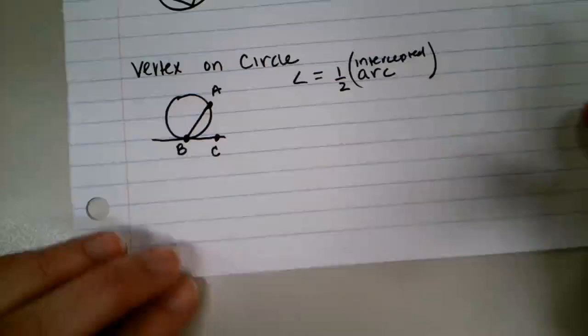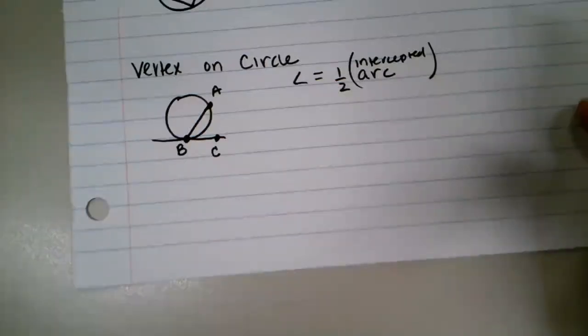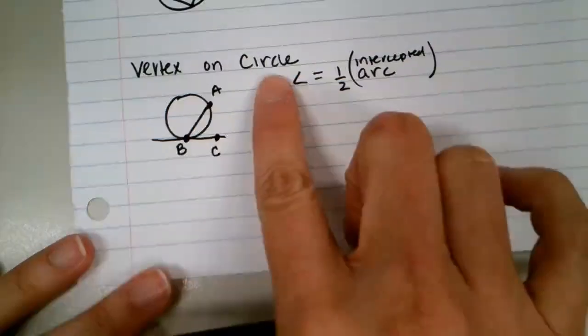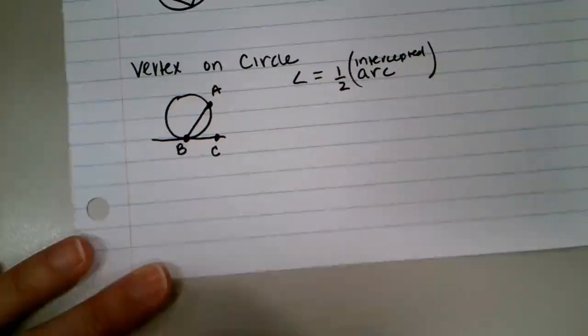Okay, for section 10.5, we're going to have three situations. We're going to have the vertex of an angle on the circle, in the circle, and outside the circle.